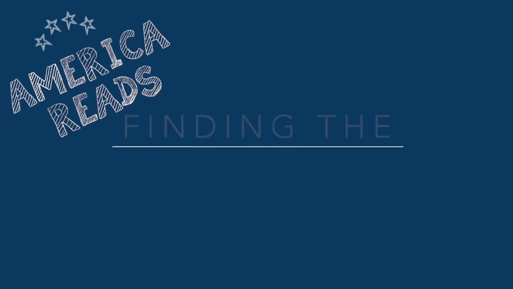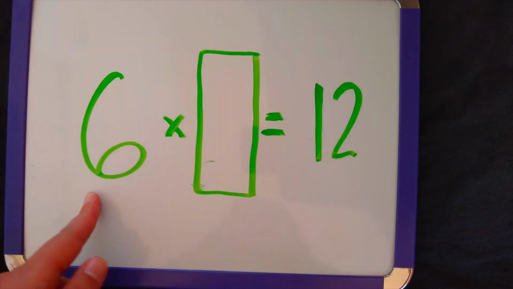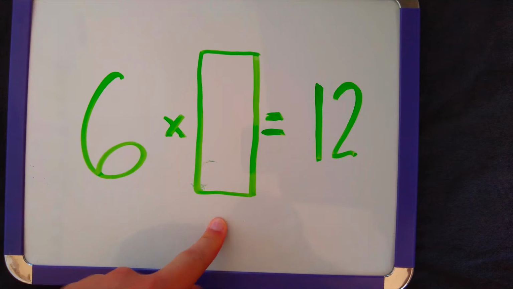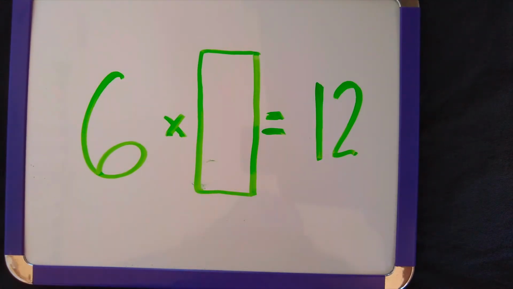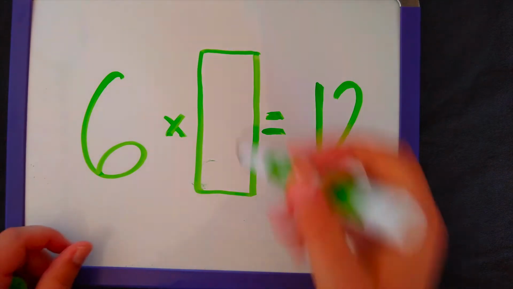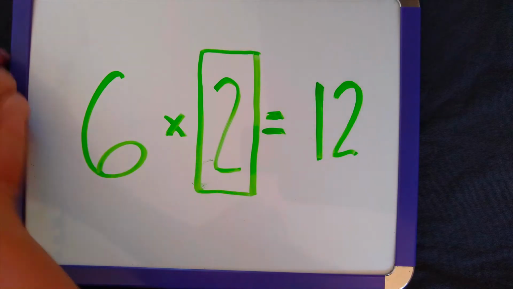But what if we don't know the 2 numbers that we are multiplying or dividing by, and we only know 1 and what they equal? For example, here we have 6 times some number equals 12. Think about your factors and what times 6 equals 12. That's right, 6 times 2 equals 12. So our unknown number is 2.